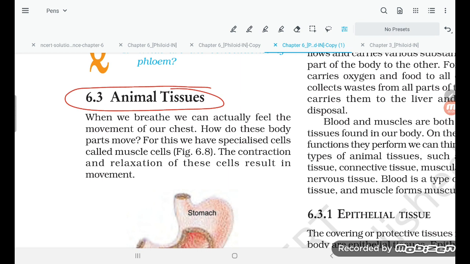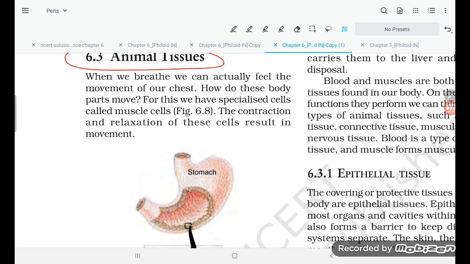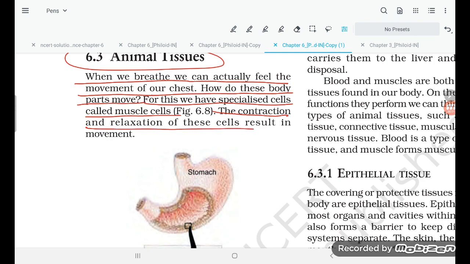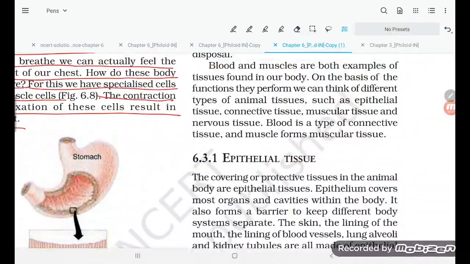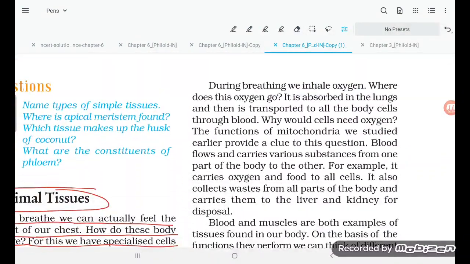So if you talk about the animal tissue, students, when we breathe, we can actually feel the movement of our chest. How do these body parts move? For this we have a specialized cell called the muscle cell. The contraction and relaxation of these cells result in the movement. Okay, so you see students, here the meaning.